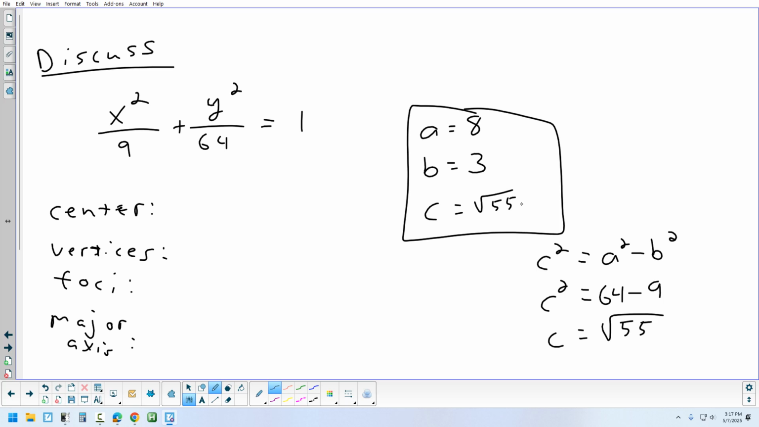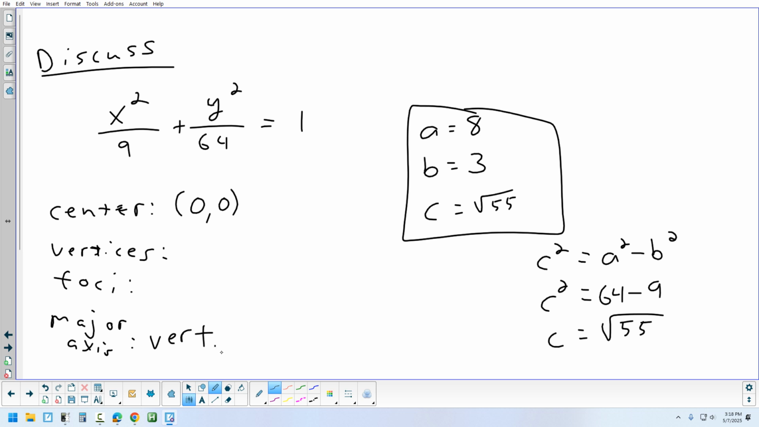All right, so now we're ready to start to figure out what's going on. Where is the center of this ellipse? 0, 0. Yeah. Until you see adding and subtracting in the numerators, you don't have to worry about shifting the center. Next thing we need to figure out is the direction of the major axis. Is it horizontal or vertical? Vertical. Yeah, because the bigger number is under Y.